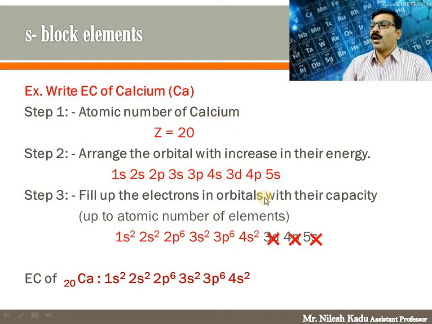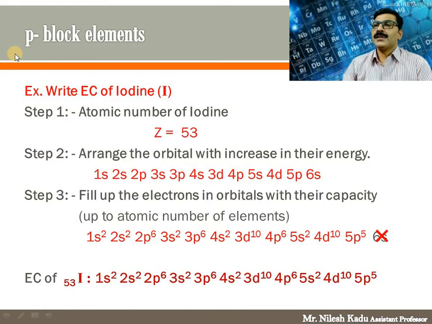And the remaining orbitals you have to ignore, just 3d, then 4p and 5s. So the complete electronic configuration of calcium is 1s2, 2s2, 2p6, 3s2, 3p6, 4s2. In this way, you follow the 3 steps, then you can easily write the complete electronic configuration of an s block element. Now let us move to how to write the complete electronic configuration for a p block element.